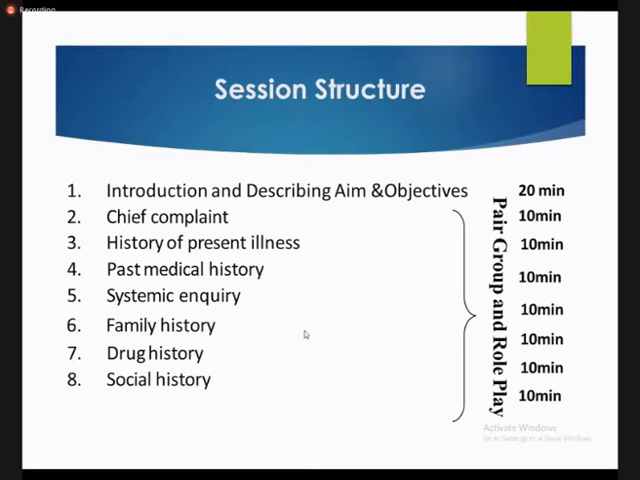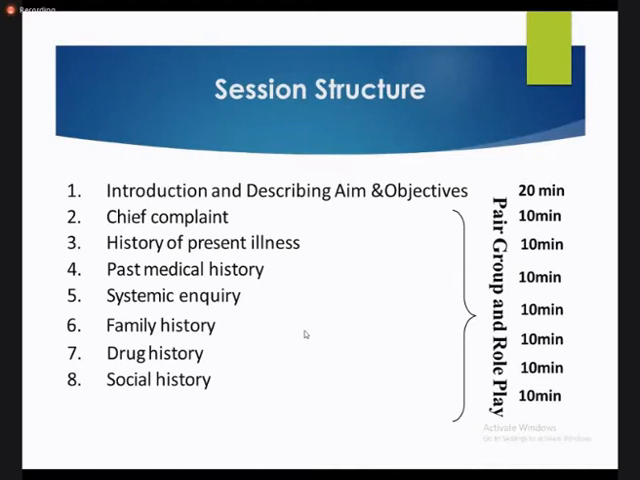I want to share a slide that shows 8 components of the structured session, comprising the introduction, chief complaint, history of presenting illness, past medical history, systemic inquiry, family history, drug history, and social history. This is basically a very, very basic breakup of the components of an essential history taking. But the history taking is modified according to the nature of the illness of the patient.